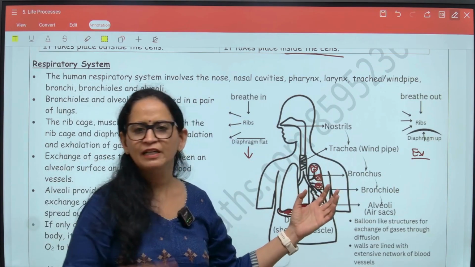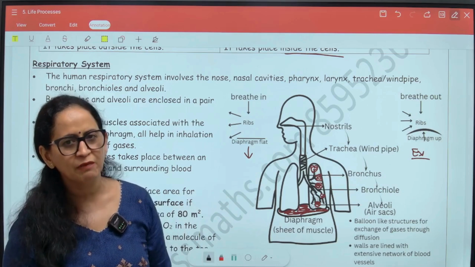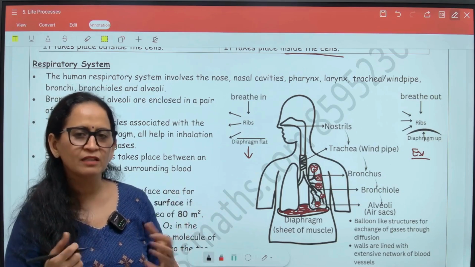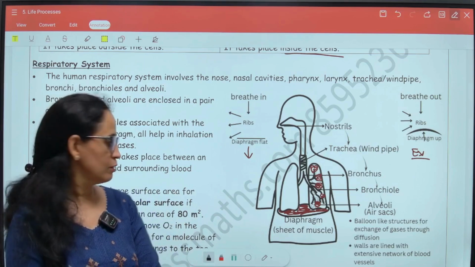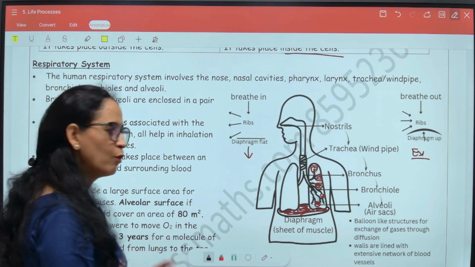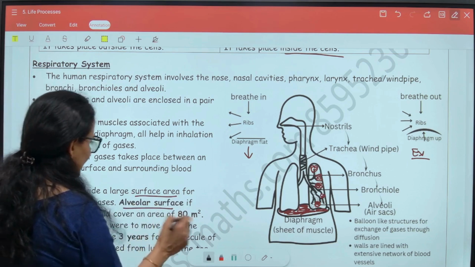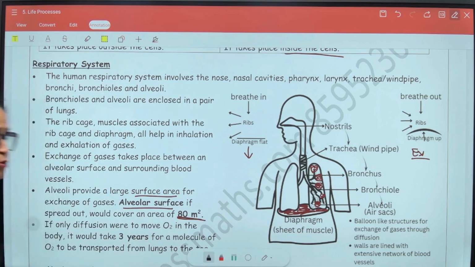Both alveoli and villi, what we have already done in nutrition, are lined with a dense network of blood vessels that makes the process of absorption efficient, right? So, the two advantages of alveoli are that they increase the surface area for exchange of gases and they are lined with a dense network of blood vessels that makes the process more efficient. The total surface area provided by the alveoli is approximately 80 square meters. It's huge if you compare it to your entire body surface area. So, the alveolar surface is very huge.